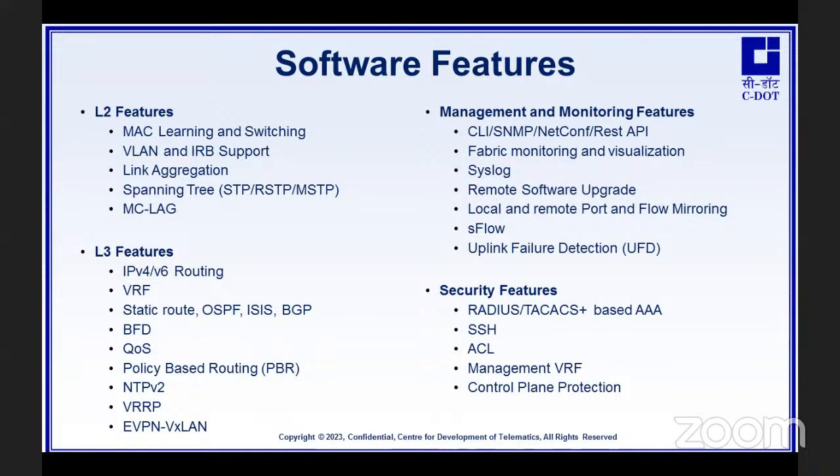BFD is bidirectional forwarding detection. BFD is a protocol which is used for faster convergence time. BFD packets are run between two peers, routing BGP peers, which senses whether the link is up or down. If the link goes down, it helps to detect it very fast because it sends a packet every 300 milliseconds. So we can have a faster convergence time using BFD.